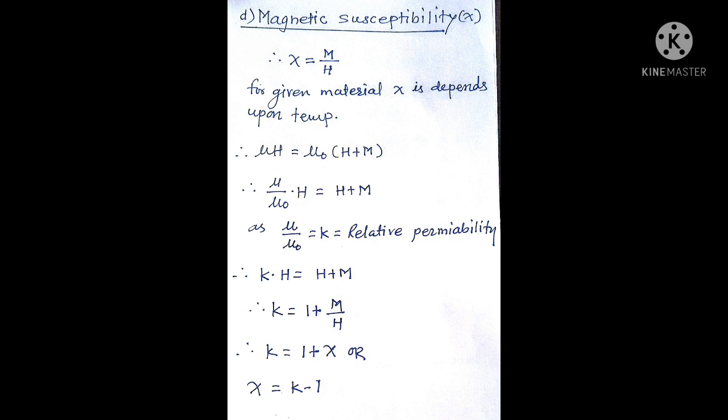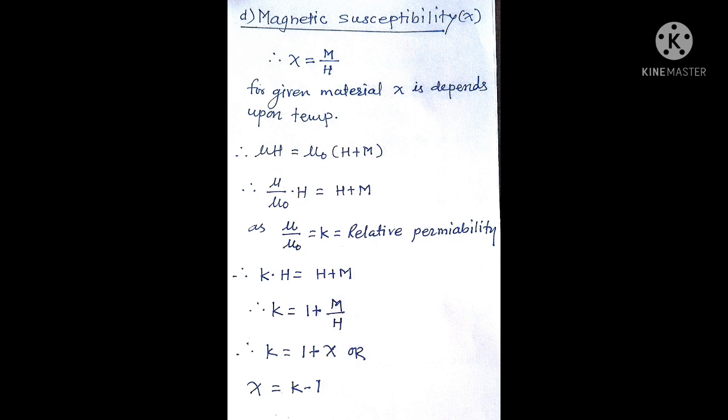Therefore according to this equation which we studied in the previous property, permeability, the equation 2.42, that is mu H equal to mu 0 in bracket H plus M. So this equation, if we transfer mu 0 on left side, we get mu divided by mu 0 into H is equal to H plus M.